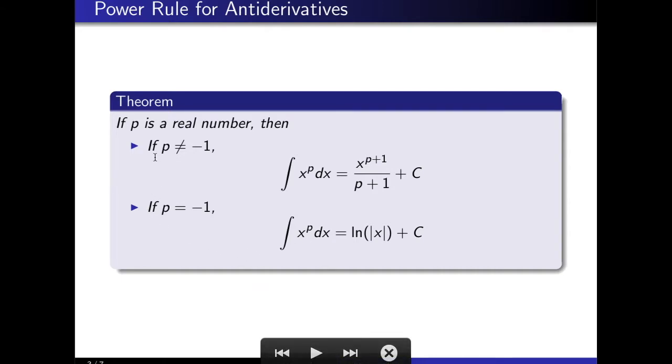And then if you picked the number -1, your antiderivative of x to the p is the natural logarithm of absolute value of x, and then again, plus c.